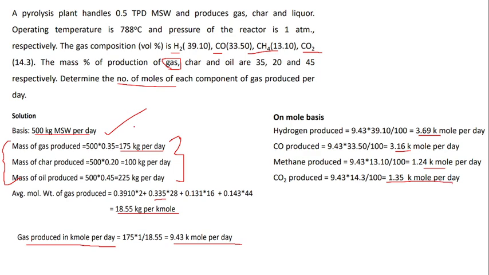First, you are finding the mass of the gas, char, and oil produced from the municipal solid waste. You have found the mass of the gas. Now you are finding the average molecular weight of all gases together. Now divide the mass by the molecular weight, and we'll obtain the moles in kilomoles per day. Now find the individual moles of hydrogen, carbon monoxide, methane, and carbon dioxide by multiplying these volume percentages with the total amount of moles produced in the day.